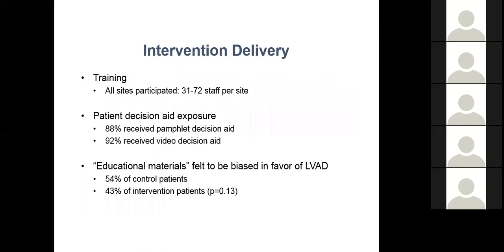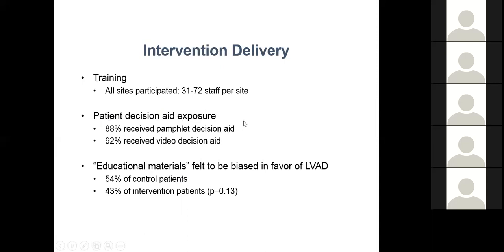For the intervention delivery, all the sites participated in the training, and 31 to 72 staff members per site came to the training. That's the big grand rounds. Fewer came to the communication training, and then the smaller team was there when they discussed their strategy for implementation. 88% of people received the pamphlet decision aid, and 92% received the video decision aid in the implementation arm.